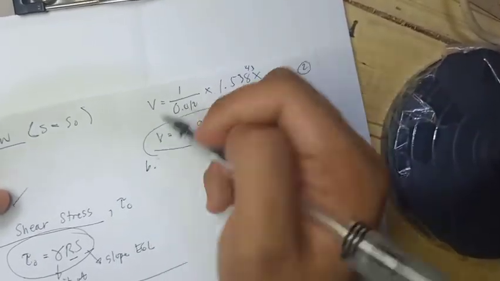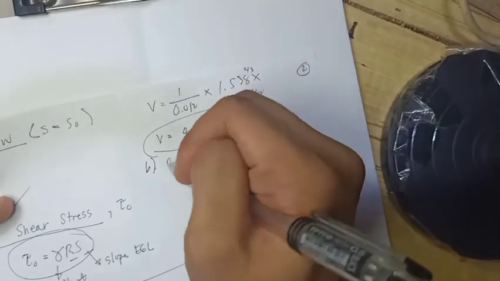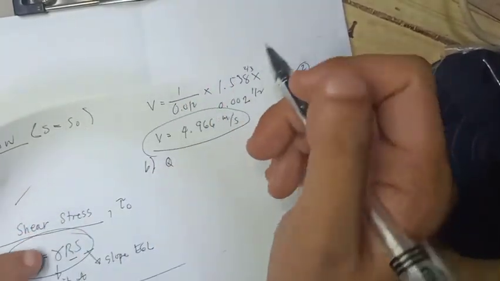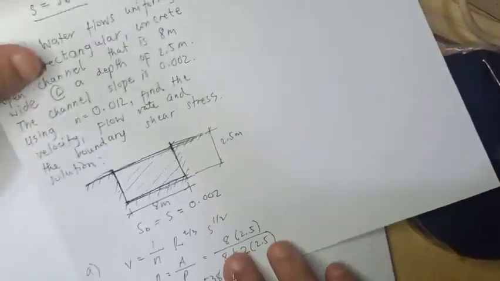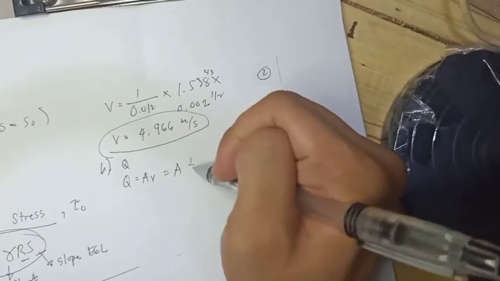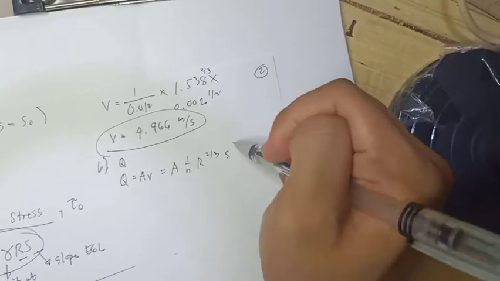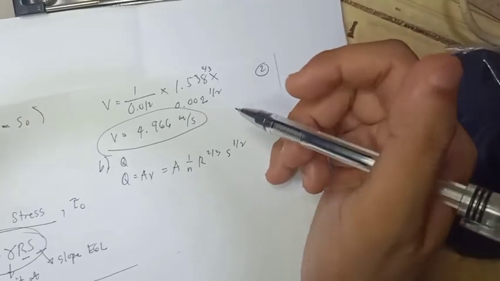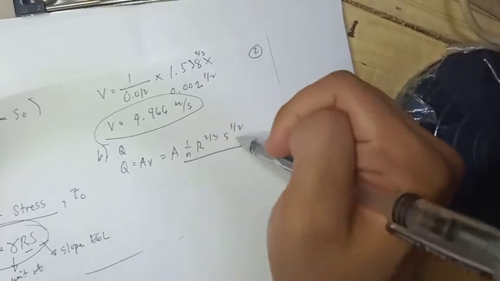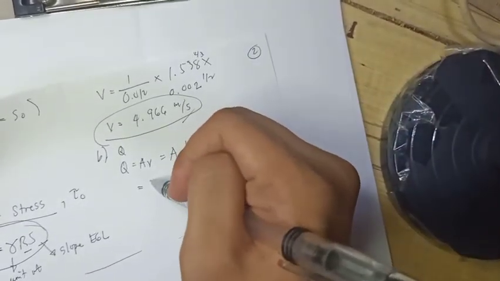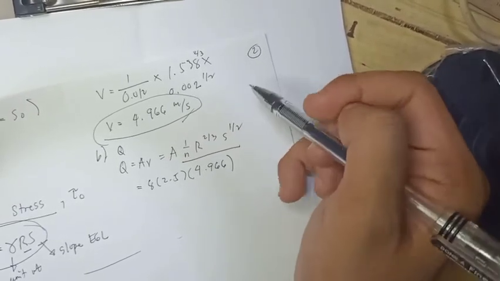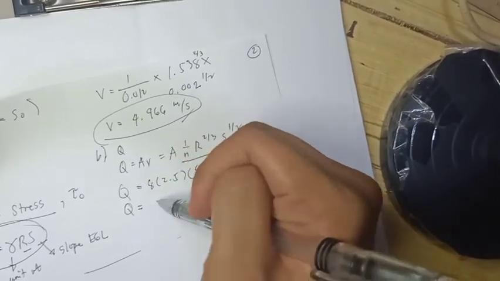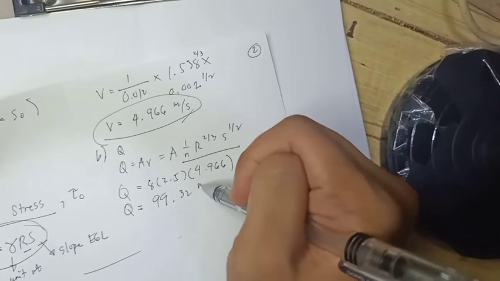So, B, which is the flow rate, the Q. So, related again to Manning. So, Q is AV, right? And V, as we have encountered earlier. So, A times 1 over N R to the power of 2/3 S to the power of 1/2. So given na ito is ito, so area is 8 times 2.5 times 4.966, right? So our flow rate now is 99.32 cubic meter per second.